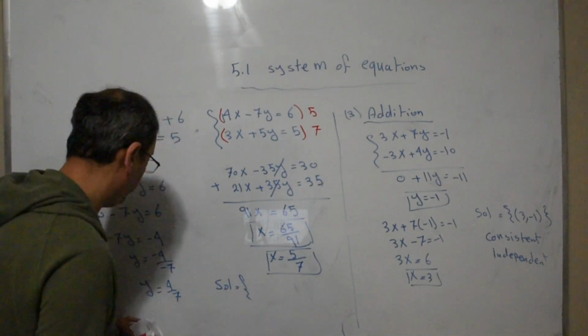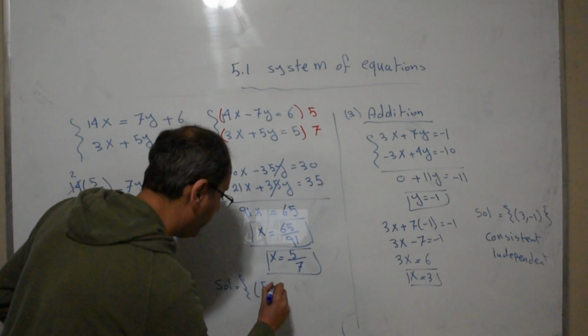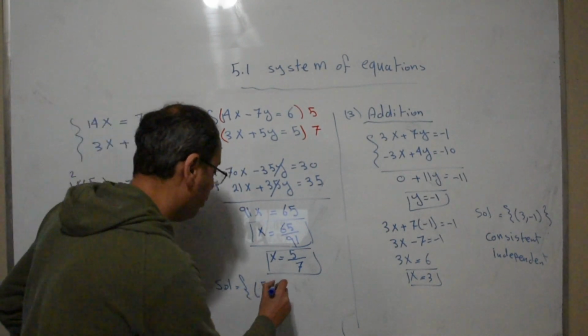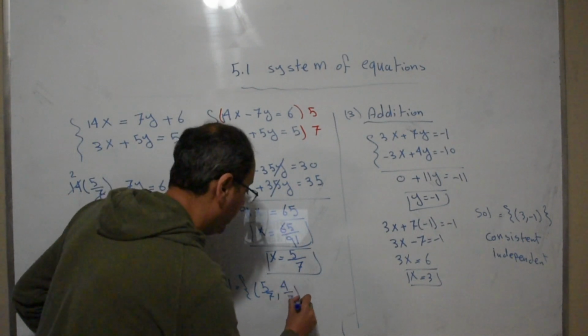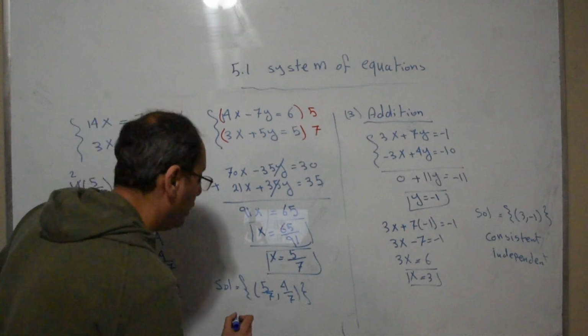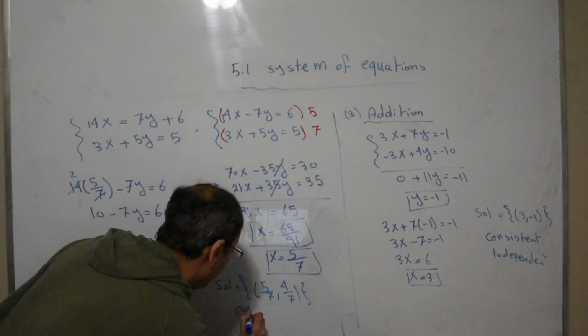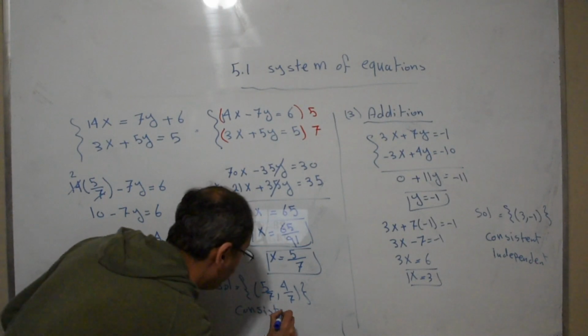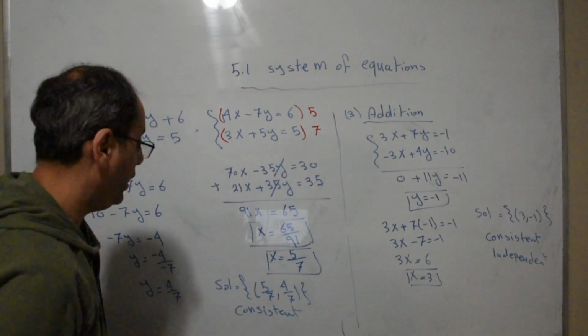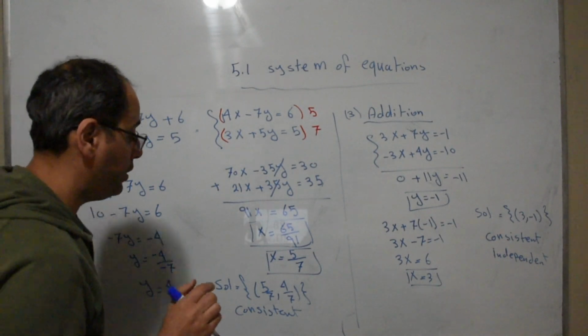So now my solution is x is 5 over 7, comma, y is 4 over 7. And now again, I have one solution, and since I have a solution, the system is consistent, and these two variables are independent.